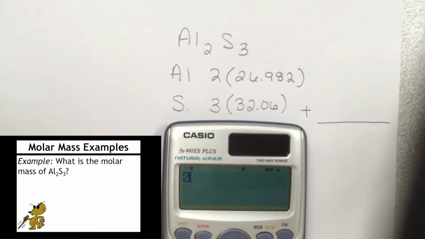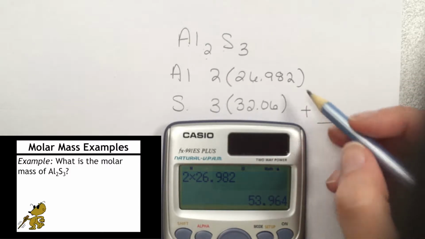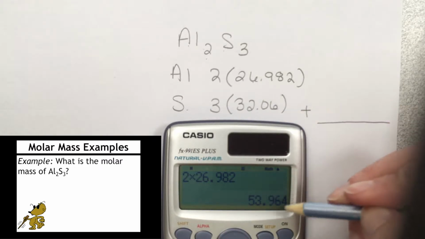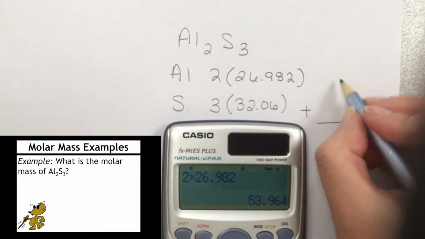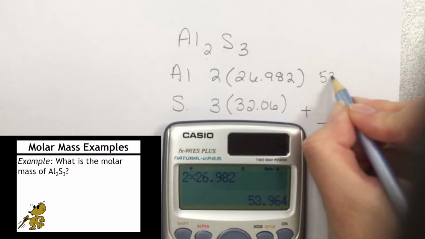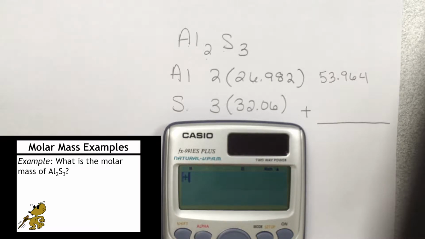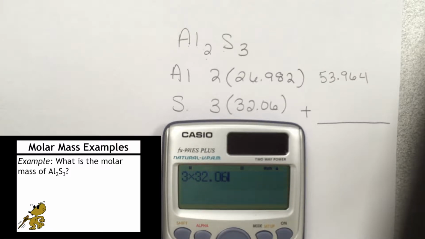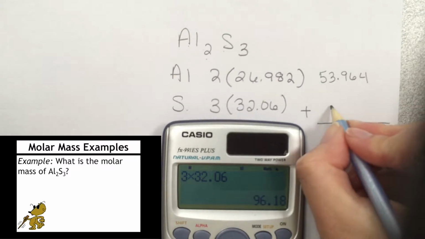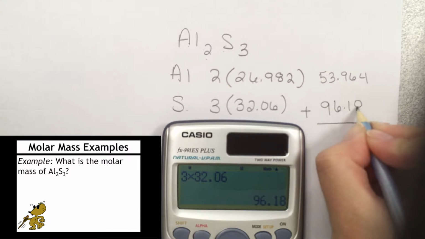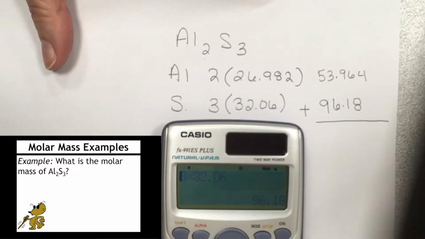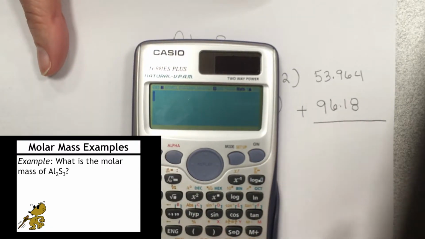Okay, so we have 2 times 26.982, and the answer is 53.964. We're going to keep that number just like it is because of significant figures. And then we're going to calculate 3 times 32.06, and that's 96.18. Again, the significant figures are fine. Now we're just going to add these two together and we'll have our answer.